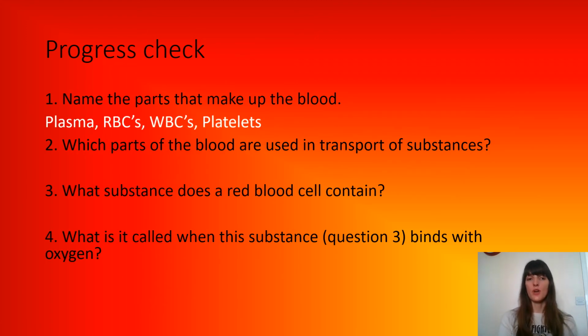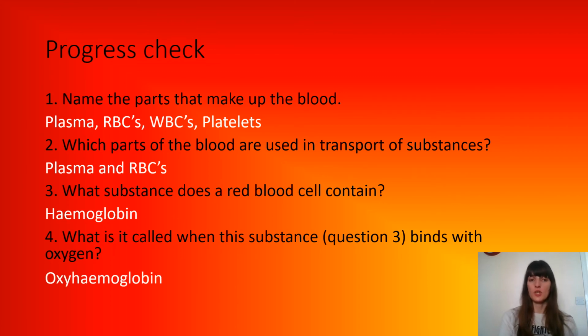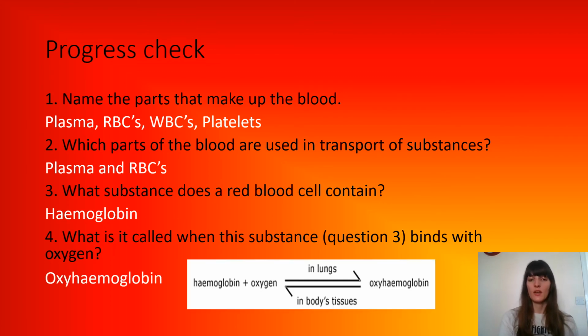So the parts of the blood are plasma, red blood cells, white blood cells, and platelets. The parts that transport substances are the plasma and the red blood cells. The red blood cells transport oxygen and the plasma, of course, transports everything else. What substance does a red blood cell contain? Hemoglobin, and when it binds with oxygen, it makes oxyhemoglobin. And remember that that's a reversible process, so it can go either way.